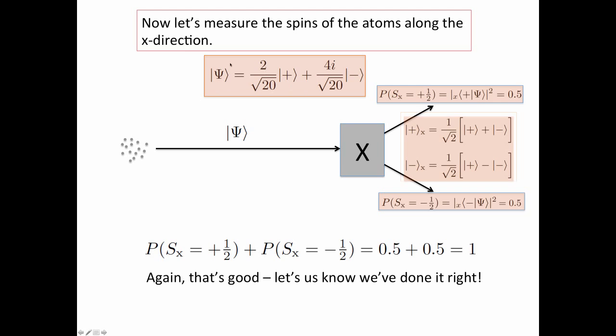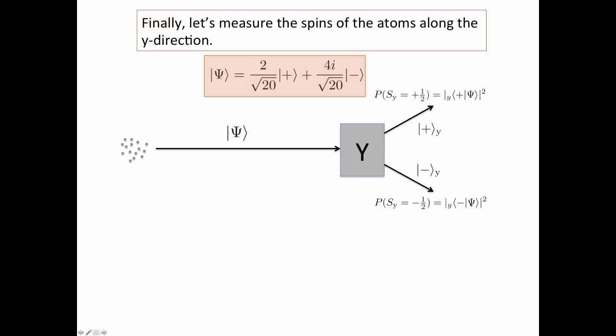So we see that if we have a beam of atoms in a quantum state described by this vector, that means that we will measure 50% of them to have spin up along the x direction and 50% to have spin down along the x direction.